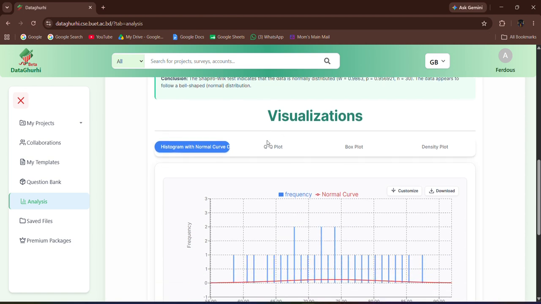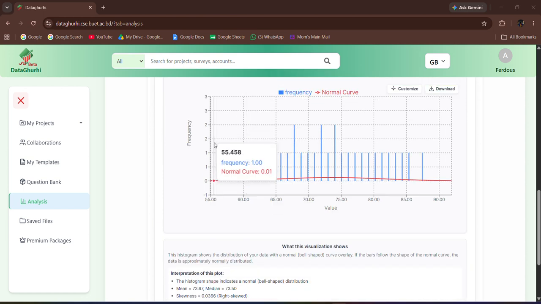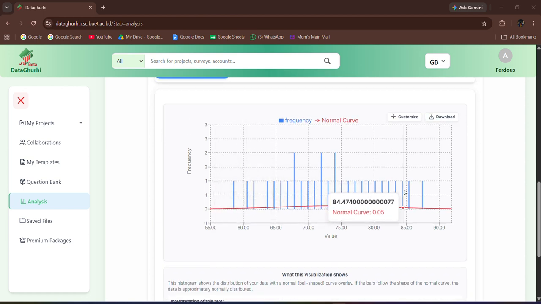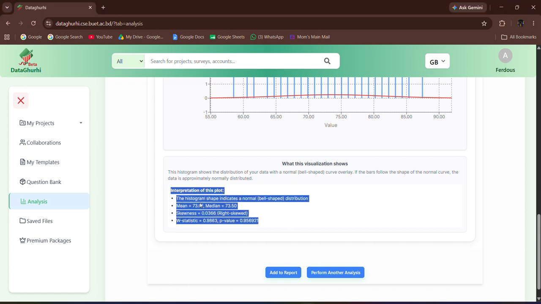Below are all the 4 visualizations. First is the histogram with a normal curve. The histogram displays the frequency distribution of the exam scores, while the overlaid normal curve represents the theoretical normal distribution. Here's the interpretation: mean, median, skewness, the W statistic, p-value.